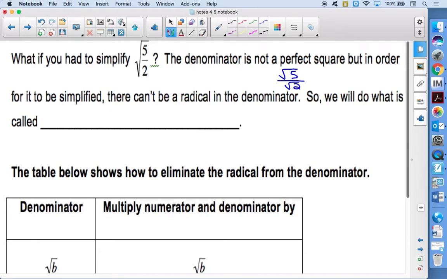So what would you do to this problem, Brandon? You multiply the top and bottom by the square root of 2, so you have the square root of 10 over 2. Right, so our goal is to get rid of the square root that's in the bottom. And when we did problems like this, to get rid of that square root in the bottom, we multiplied by the same square root. So there was a square root of 2 down there, so we multiplied the top and bottom by the square root of 2. Do you know what that's called, Brandon? That process has a name.